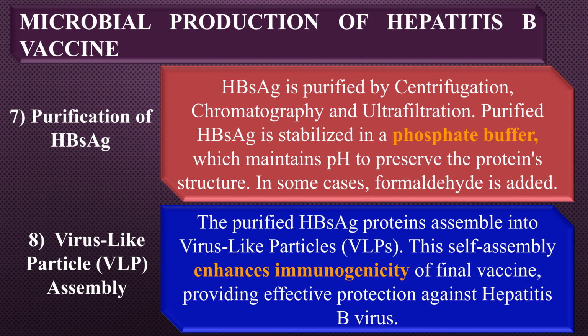The purified hepatitis B surface antigen proteins naturally assemble into virus-like particles in a phosphate buffered system. Virus-like particles allow the immune system to recognize them as foreign and trigger a response. They are non-infectious as they lack viral genetic material, ensuring safety. This self-assembly process enhances the immunogenicity of the final vaccine, providing effective protection against the hepatitis B virus.